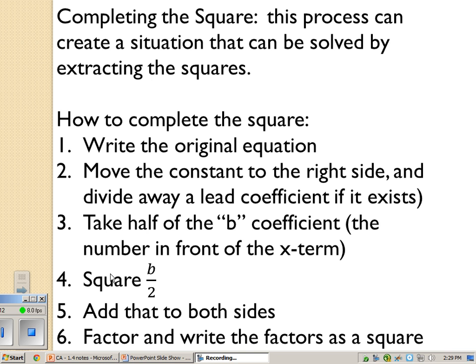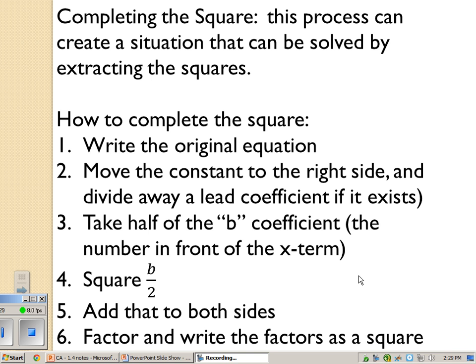Now, completing the square is a process that you worked through in Algebra 2. It again allows us to create a factorable quadratic equation out of one that maybe wasn't easily factorable. So how do you do this? I have the steps written on the slide here. I'd like you to transfer them into your notebook.